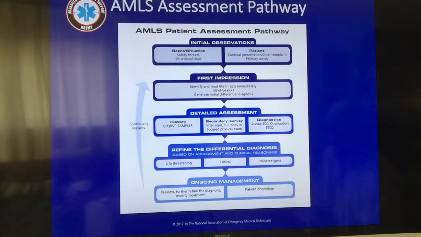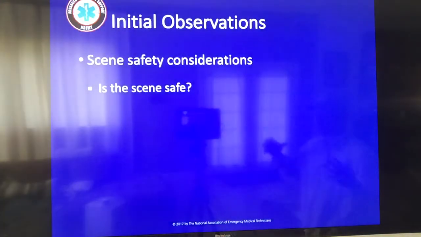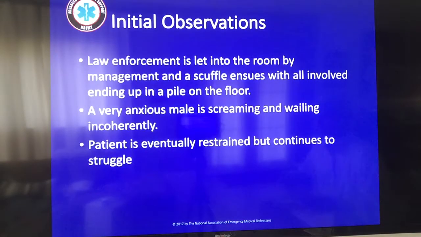All right, the AMLS skill sheet gives us an organized fashion. The scene is probably not safe. We'll let law enforcement get there. They'll get into the room. A scuffle ensues. They pile on the floor and the person is wailing, incoherent. All right, so what is this? What's causing this? Is this drug related? Is this toxicity? Is this environmental? Is this metabolic? Is this AEIOU TIPS? Is this neurological, respiratory? What's causing this?